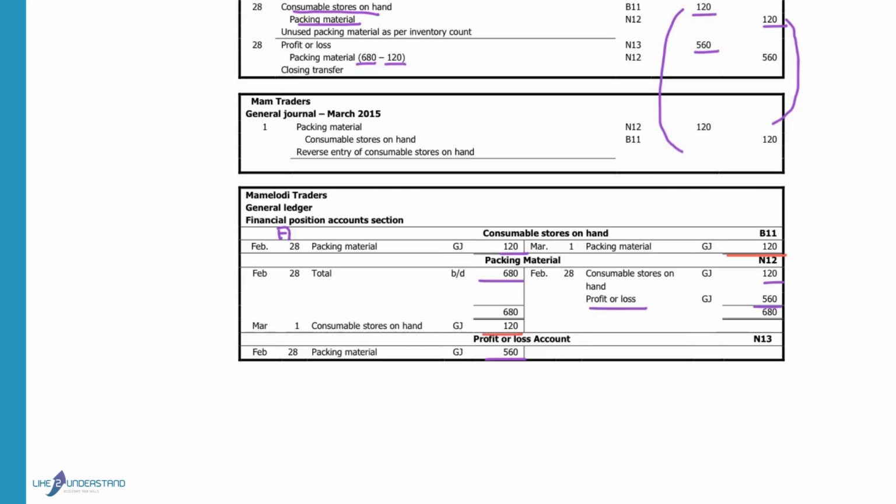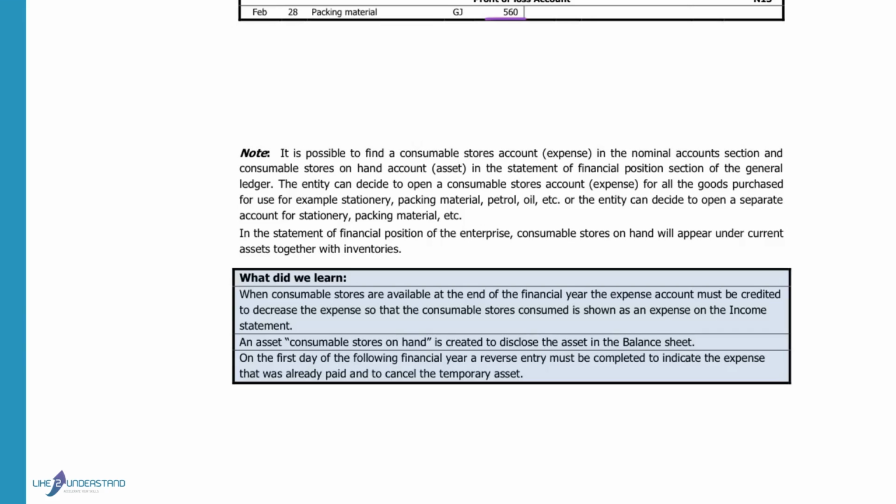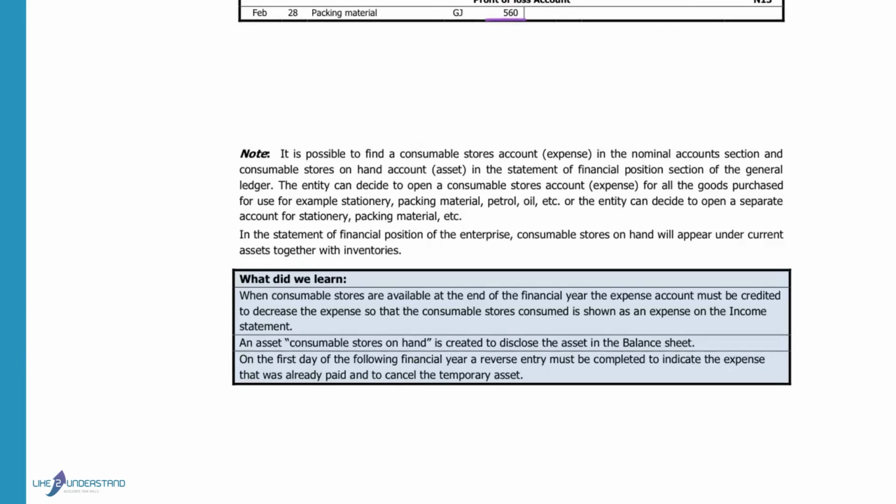Now, if we look at this packing material account, what did we actually do? We said we bought 680, what we used was 560, so we created a balance. The balance is the one that you actually do an adjustment for to create an asset. And there we bring the balance down on the first day of the next financial year. It is possible to find the consumable stores account in the nominal account section and the consumable stores on hand account in the balance sheet section.